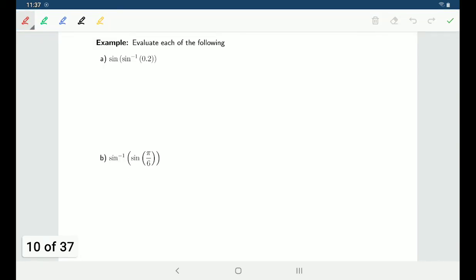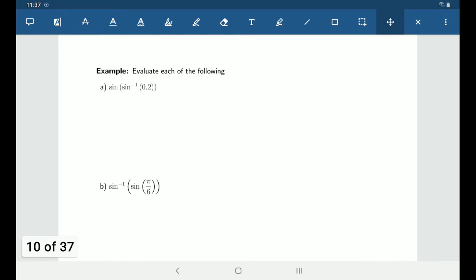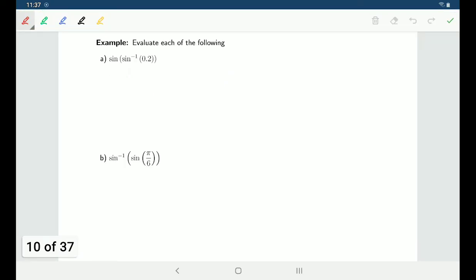The number that we're putting into sine inverse, 0.2, that is in the domain of sine inverse from negative 1 to 1. So that 0.2 will be transformed by sine inverse into an angle between negative pi over 2 and pi over 2. And sine will bring us back again. So when we take that 0.2 and put it into sine inverse, and when we put that into sine, we will get our original value of 0.2 back.